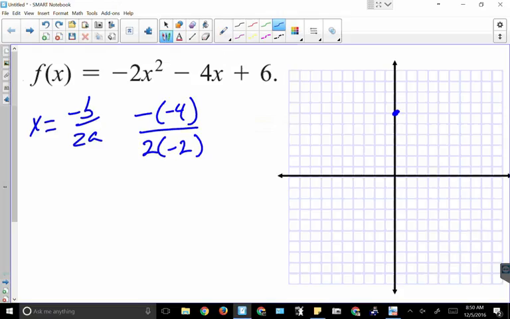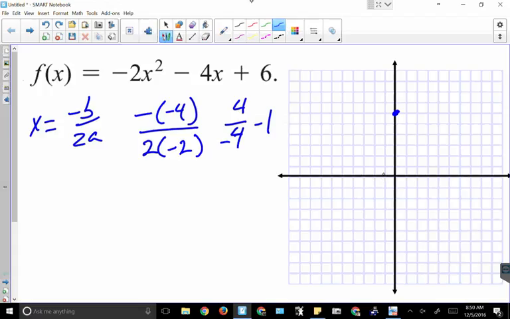Make sure that you put in the sign that goes with it. That's why I told you back when you were in algebra: always put parentheses around it when you replace the variable with the value. So now it looks like this is going to end up being 4 over negative 2, or negative 4, sorry. So this just turns out to be negative 1. So I know somewhere on here, where x is negative 1, is where the vertex is going to be for this thing.